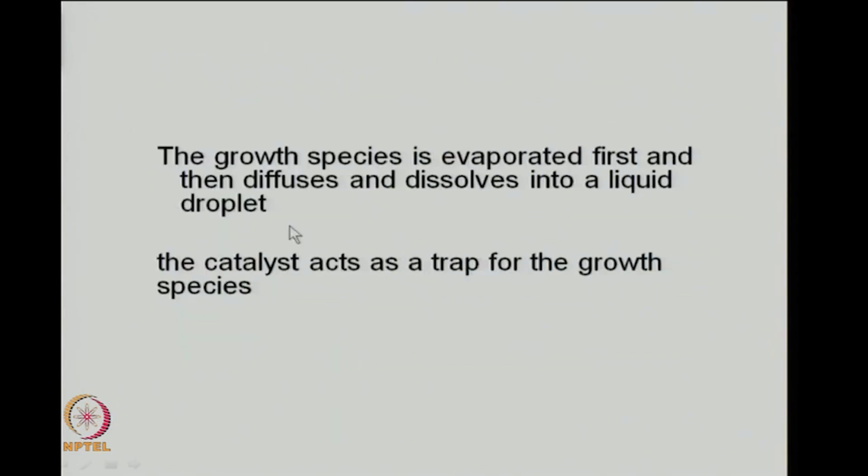Okay. So, this is what the sentence says, that first the species which is in the substrate is evaporated, and then it diffuses in the liquid, and after diffusing in the liquid, it reaches the interface of the liquid and the solid, and there it precipitates. The catalyst acts as a trap for the growth species. So, the liquid catalyst or the droplet acts as the trap for the growth species.